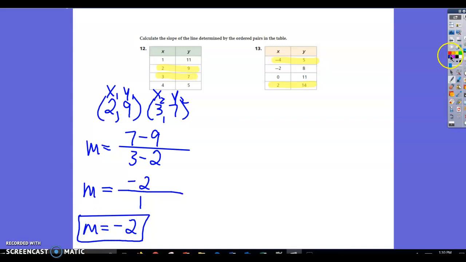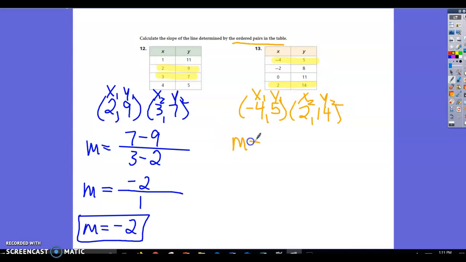All right, if we look at these ordered pairs, we've got negative 4 and 5, and we pick 2 and 14. And again, it doesn't matter which ordered pairs you pick from the table. It just says calculate the slope of the line determined by the ordered pairs. All you need is 2 points for the formula, and they just give you extra ones. You can choose any 2.